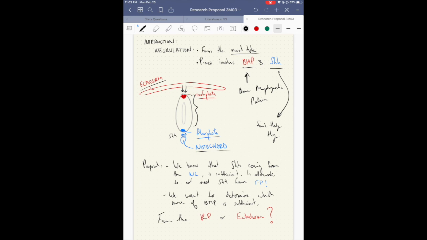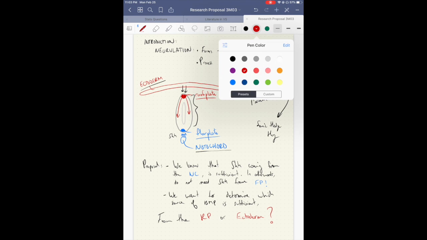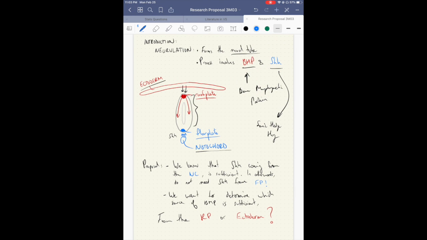After the ectoderm and the roof plate are formed, they both release BMP downward in this direction. At the same time, and opposite to the BMP secretion, the notochord and the floor plate secrete sonic hedgehog in the upwards direction, which contributes to a particular gradient formed here.